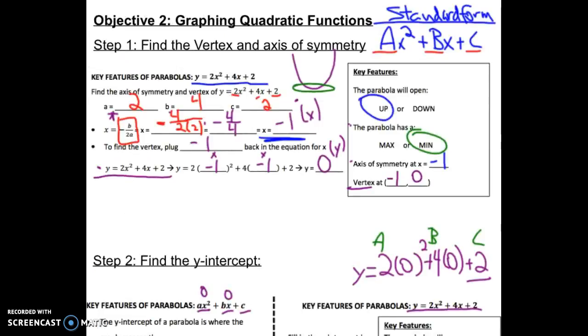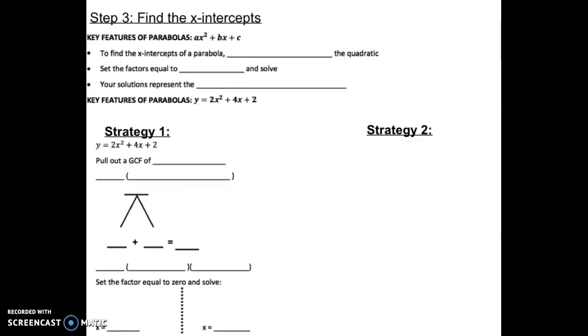But step 3, to find the x-intercepts, hopefully you know what an x-intercept is, and hopefully you can guess: the y-intercept crosses the y-axis, and the x-intercepts are going to cross the x-axis. And that's where it's going to hit the x-axis. To find these, you have to factor, my favorite F word, factor the quadratic.